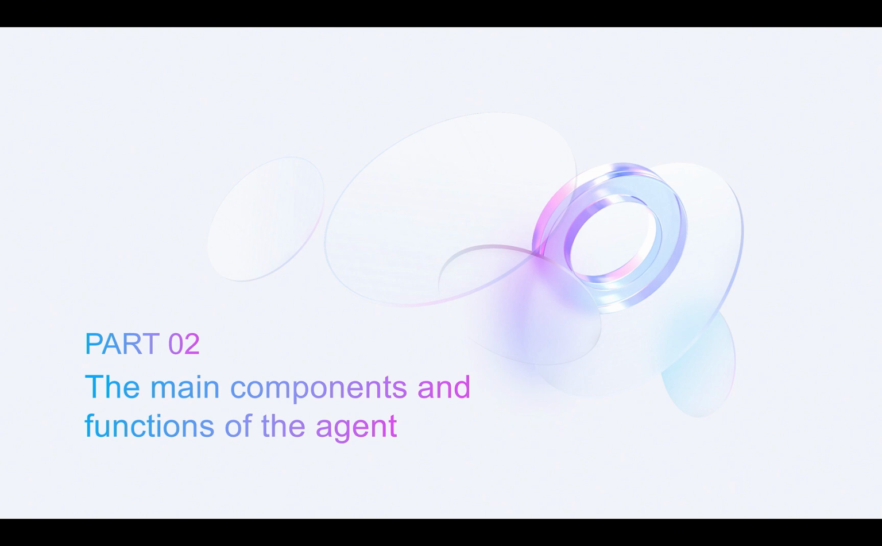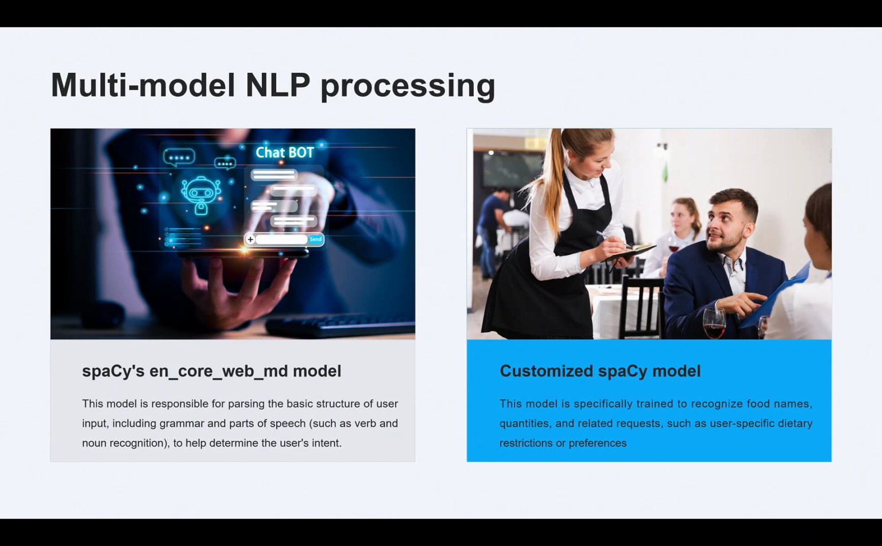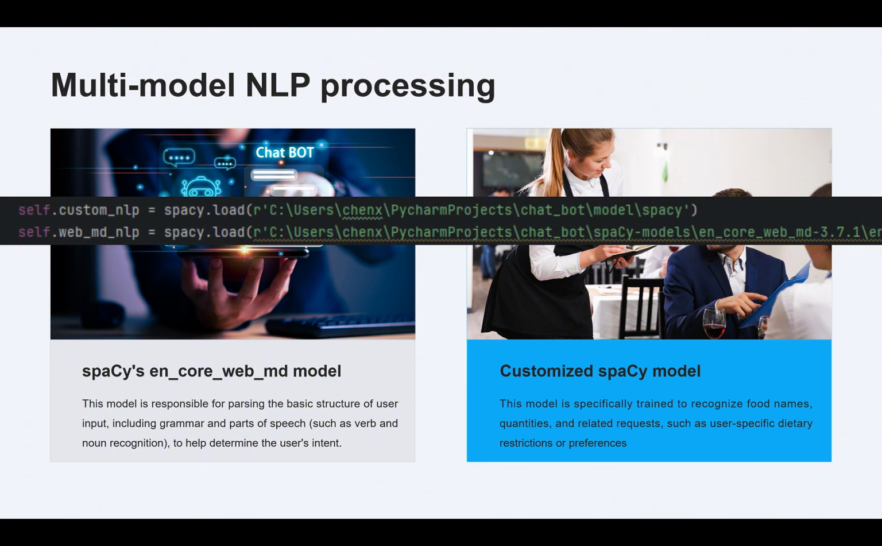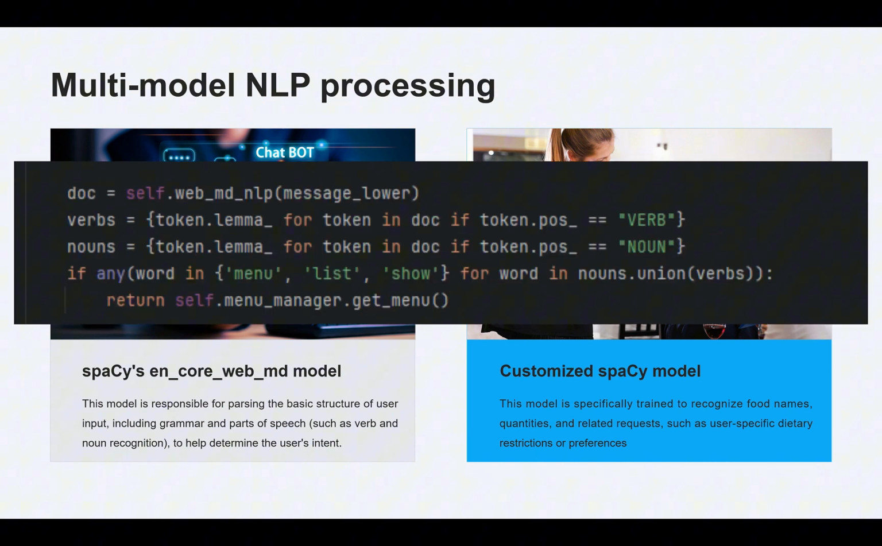Part 2. The main components and functions of the agent. General NLP model: the chatbot first uses a pre-trained general NLP model, the spaCy core web model, to handle basic language understanding tasks. This model is responsible for parsing the basic structure of user input, including grammar and parts of speech, such as verb and noun recognition, to help determine the user intent.